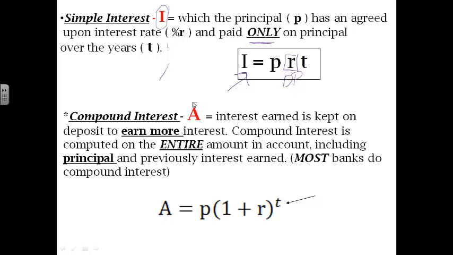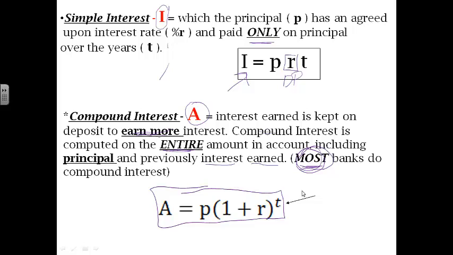Compound interest is represented by A. It is interest earned that is kept on the deposit to earn more interest. Compound interest is computed on the entire amount in the account, including principal and what your interest has already earned. Okay, so most banks do compound interest, and you'll see why, because you get more money. So most banks do this formula. Okay, so this is the compound interest formula.